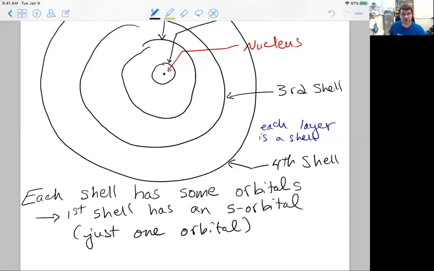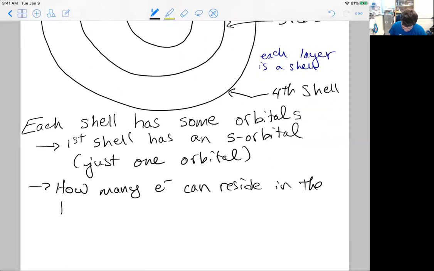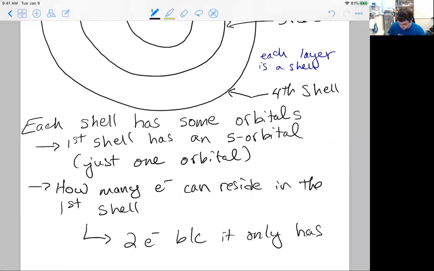But before I get to those other shells, I want to ask the question, how many electrons can fit, or can reside, in the first shell? And the answer is 2. 2 electrons total can fit into the first shell. And the reason why is because it only has one orbital. And I don't care what type of orbital it is. It's an s orbital, just to be clear. But every single orbital can only hold 2 electrons.